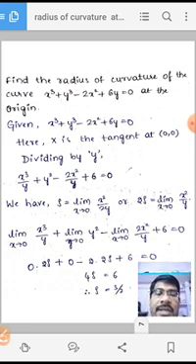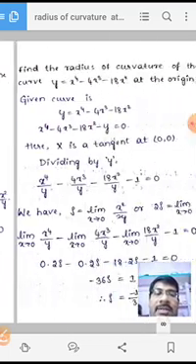Limit x tends to 0, x cube by y plus limit y tends to 0, y square minus limit x tends to 0, 2x square by y plus 6 is equal to 0. Here 0 into 2 rho plus 0 minus 4 rho plus 6 is equal to 0. Here 4 rho is equal to 6, rho is equal to 3 by 2.